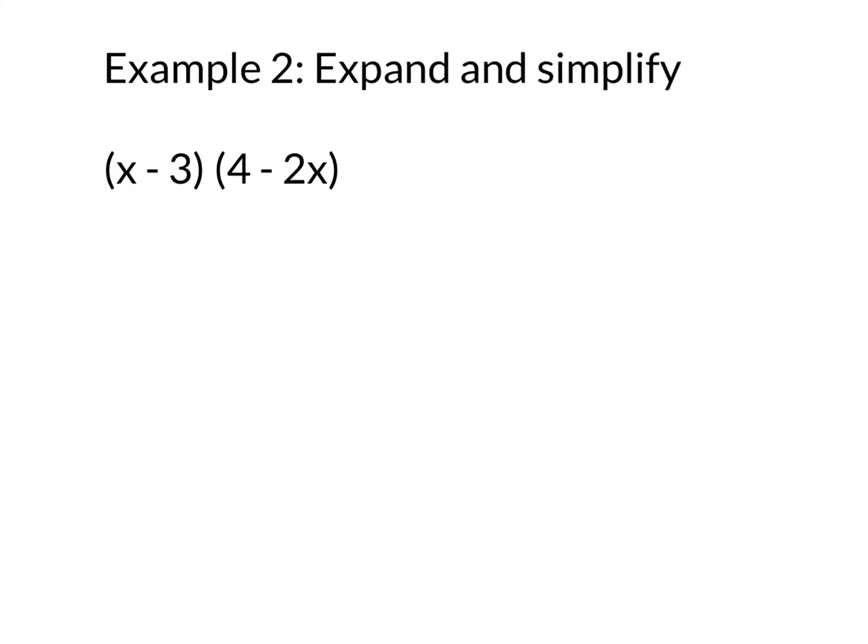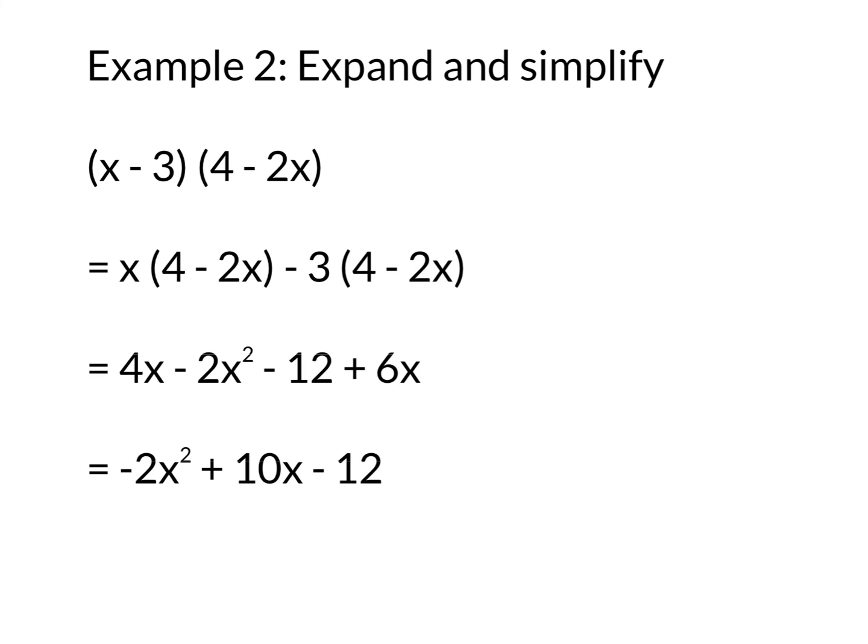Example 2. So for this one, we're just going to use negatives. And we'll demonstrate that you've just got to be careful when you're expanding with the negative. So similar to before, we take everything in the first bracket and multiply it by the second bracket. So we take the x and put it out the front of the 4 minus 2x, and then we take the minus 3 from the first bracket and put it out the front of 4 minus 2x.